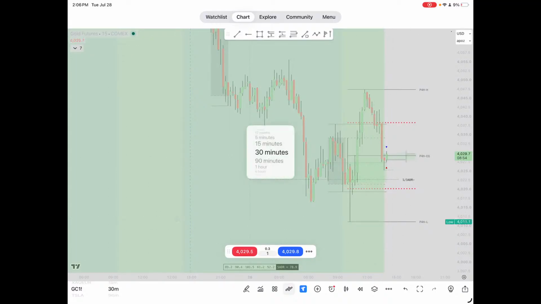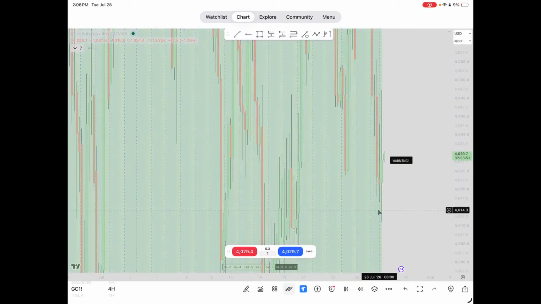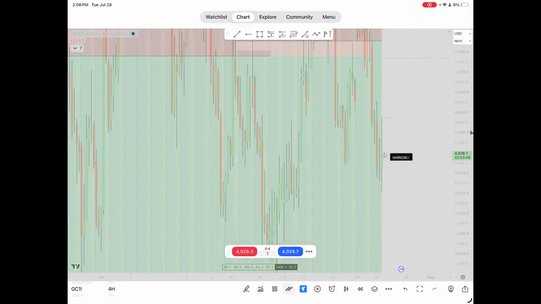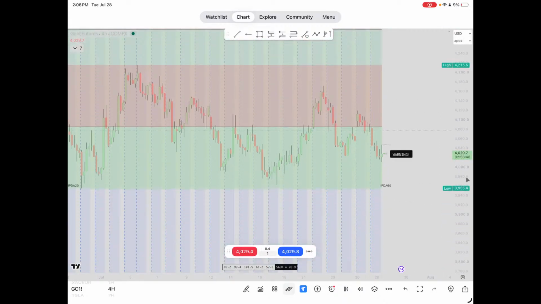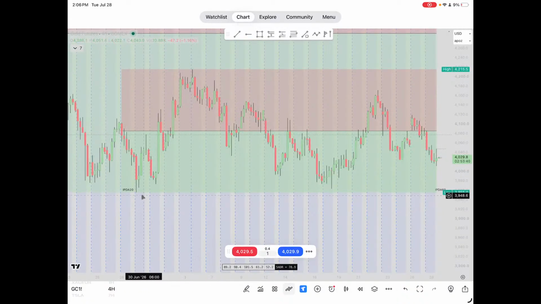Now if we go to the 4 hour time frame, which I mainly trade based off 4 hour and 15 minute, you can see here, right? We're just consolidating. You have to keep that in mind, right? The overall range is from here to here, 4,200 to 4,000 pretty much, or 3950.